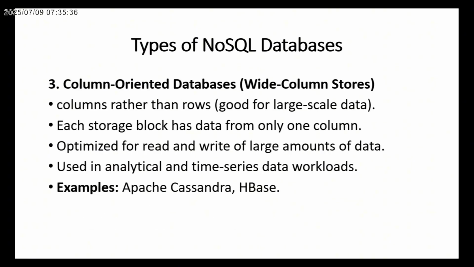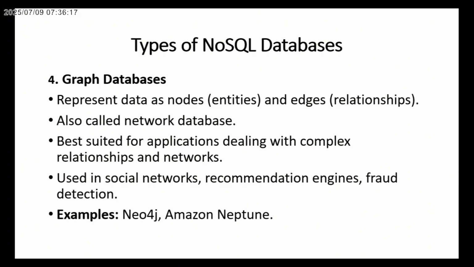The third data model supported by NoSQL database is the column-oriented database, also known as wide column stores. In this, the data is stored column-wise. Instead of a row concept, this supports the column concept. In this, each storage block has data from only one column, and optimized read and write of a large amount of data is supported by this column-oriented database model. This is used in analytical and time series data workload situations. The software that supports this data model in NoSQL database are Apache Cassandra and HBase.